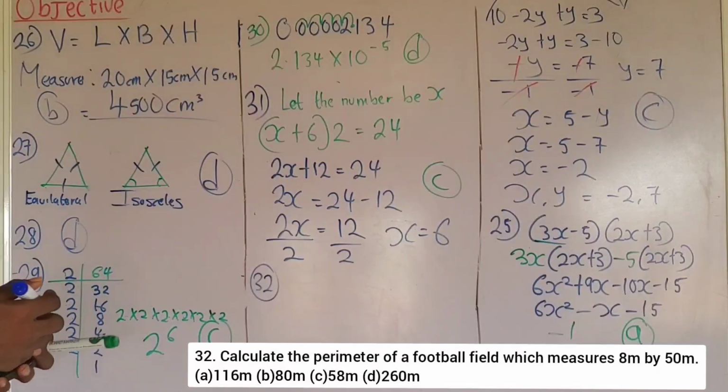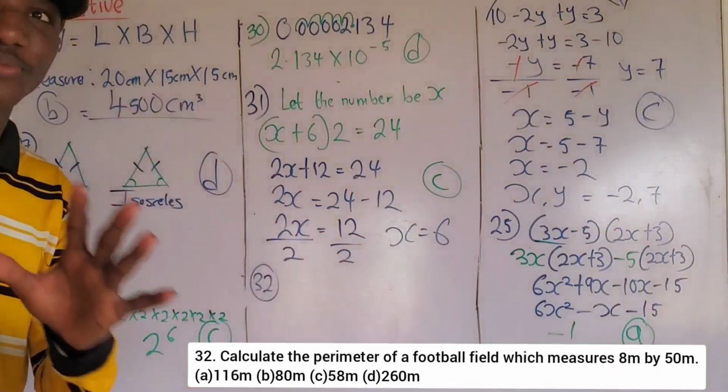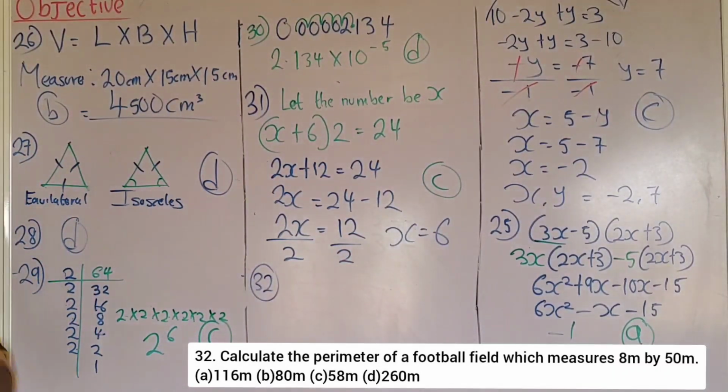Pay attention. Do you know that before we can calculate the perimeter of a football field, we have to know the shape of the football field? Hope you know that. I'm very sure you will have been to a stadium, to a field. You will have seen a field before. A field is always a rectangle. A standard field is always rectangular in shape.